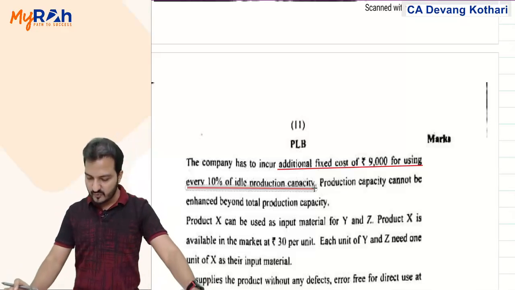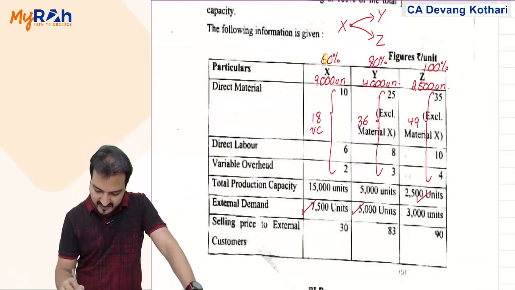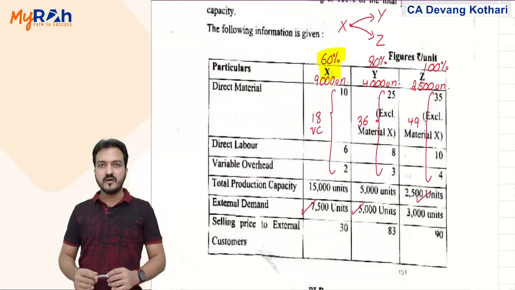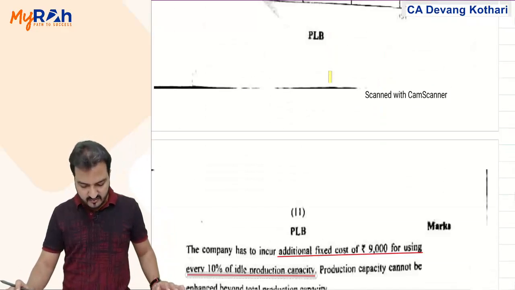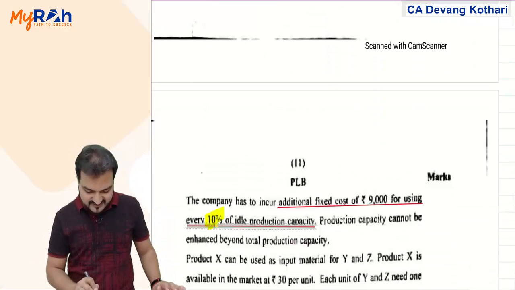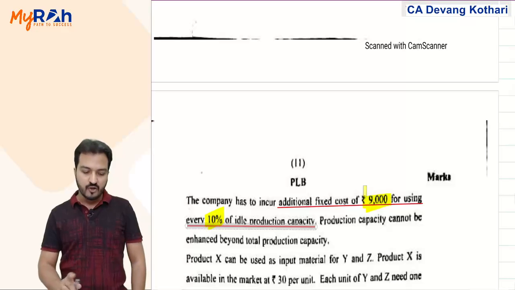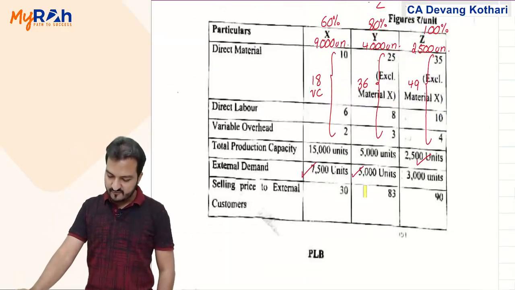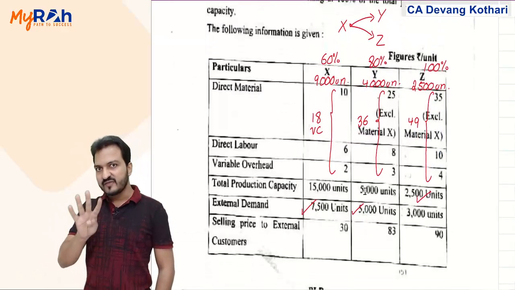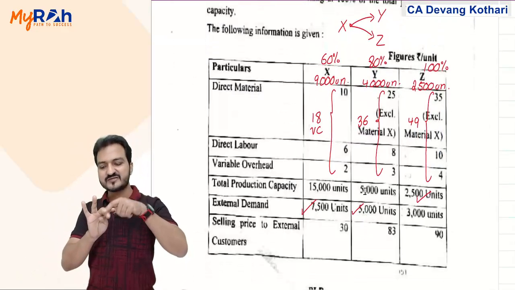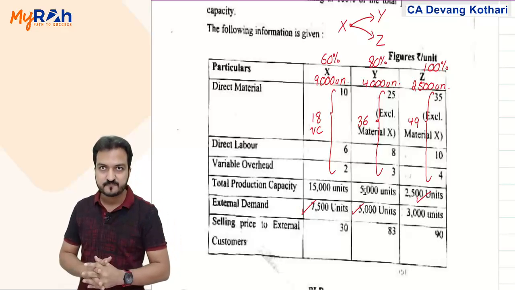Okay. Now this means what? This means that if X is currently operating at 60% level, if they wish to operate at more than 60% level, then for every 10% extra production, they will incur fixed cost of 9,000. What is idle production capacity of X? Idle capacity in X is 40%. Out of that 40, for every 10% extra production, they will incur 9,000 fixed cost.